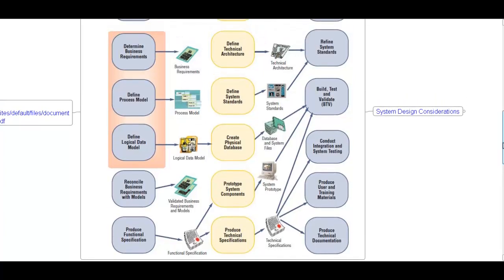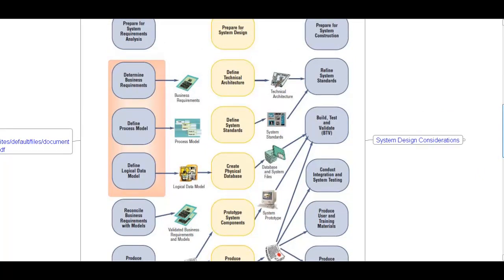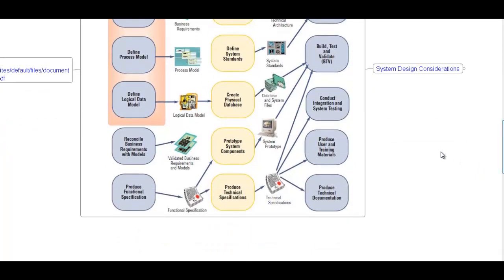This prototype system component and technical specification, when we build a system in the system development phase, help to build, test and validate the system. Conduct integration and system testing. The technical specification will also help in producing user and training materials and technical documentation.